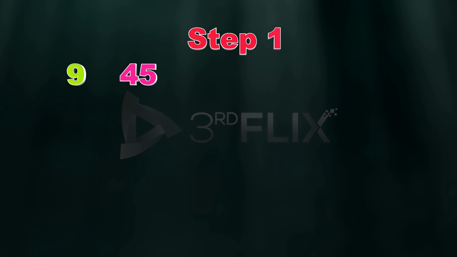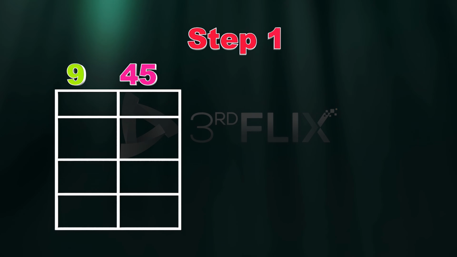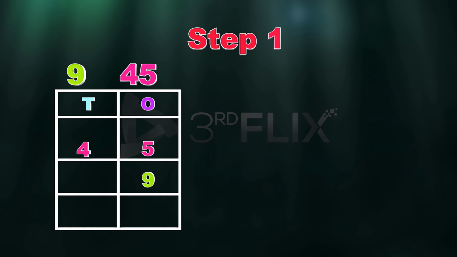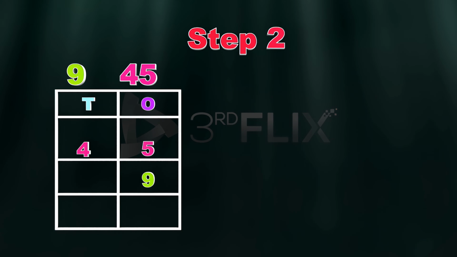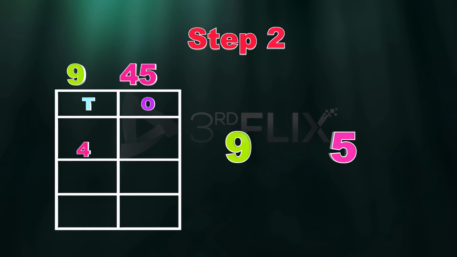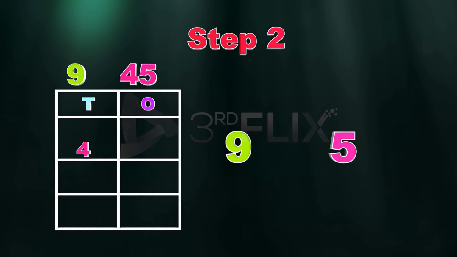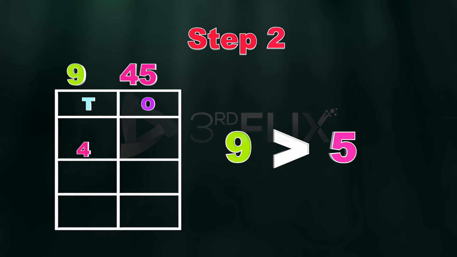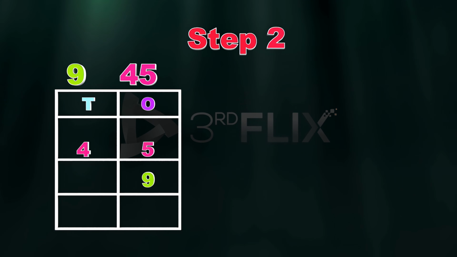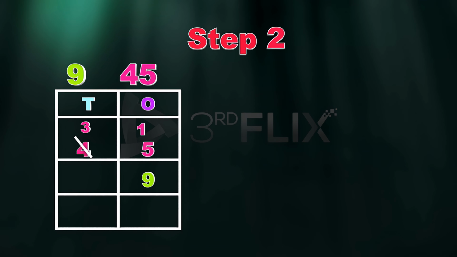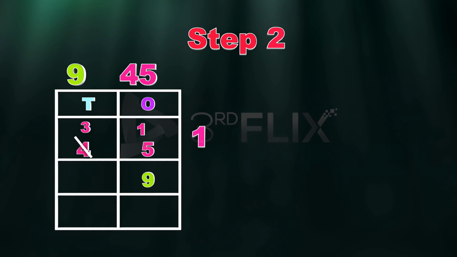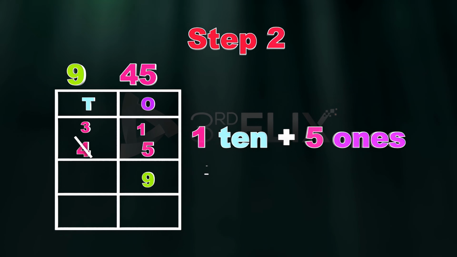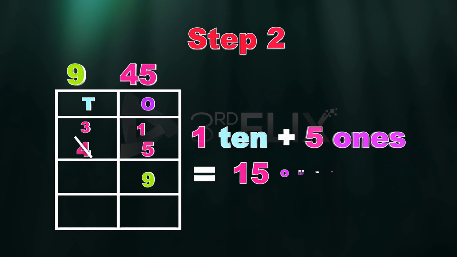Step 1. Arrange the numbers in columns. Step 2. Subtract the ones column. Since 9 is greater than 5, borrow 1 ten from the tens column. 1 ten plus 5 ones is equal to 15 ones.